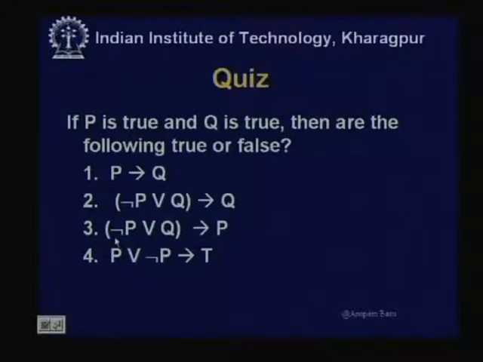not P, the third one, not P or Q implies P, P or not P implies T, T is a logical constant, true. Okay. So, please note down, we will discuss about this in the next lecture. I do not know whether you have been able to take up the earlier one, also take it down.